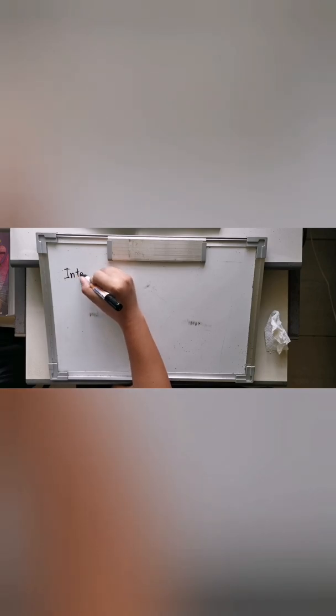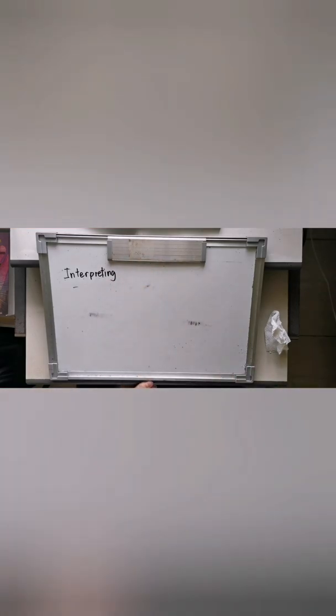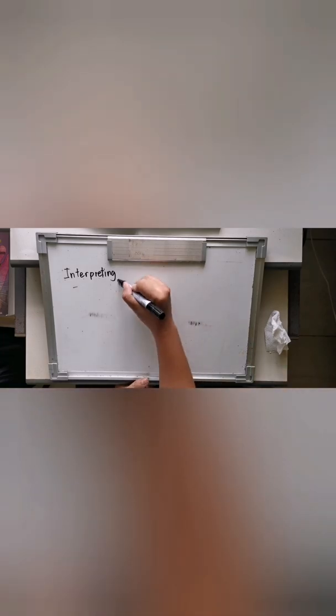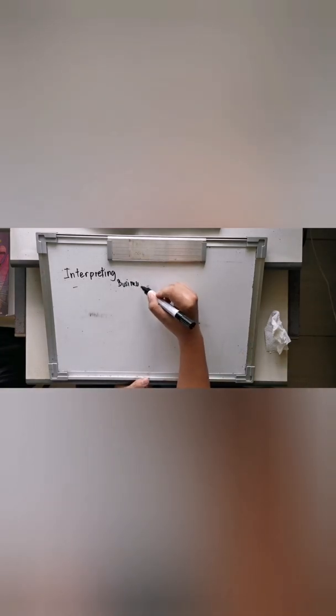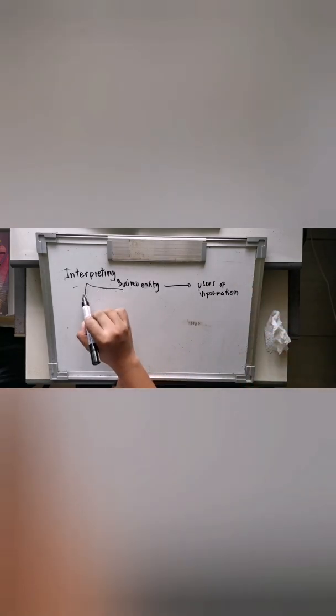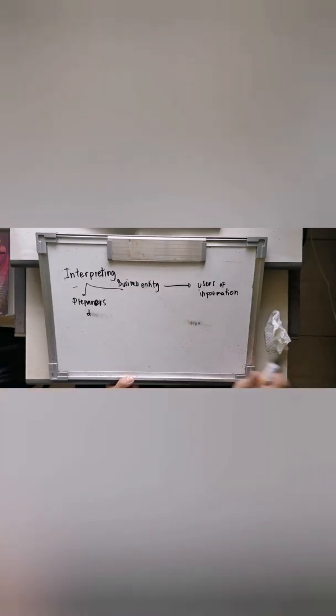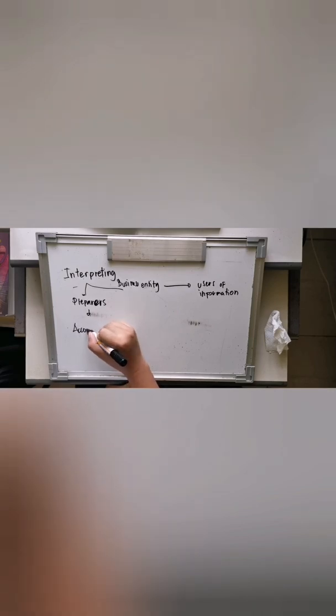Sabi natin kanina, ang accounting is the language of business. Bakit nga ba? So, dahil dito, sa definition ng accounting na interpreting, dito sa interpreting, from business entity to users of information. So, sino nga ba ang nagpre-prepare ng information? Who are the preparers of information? The preparers of information are the accountants.